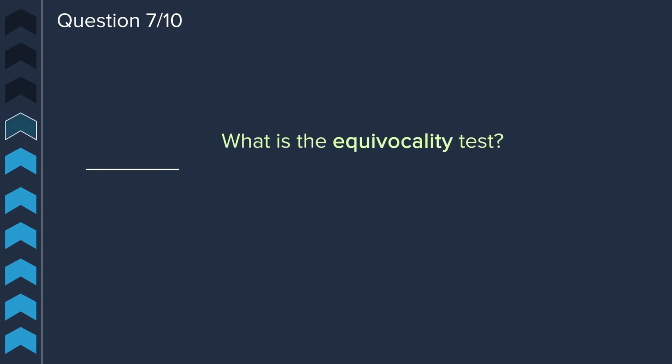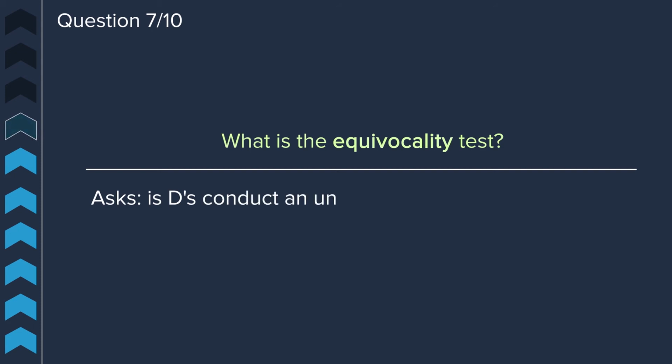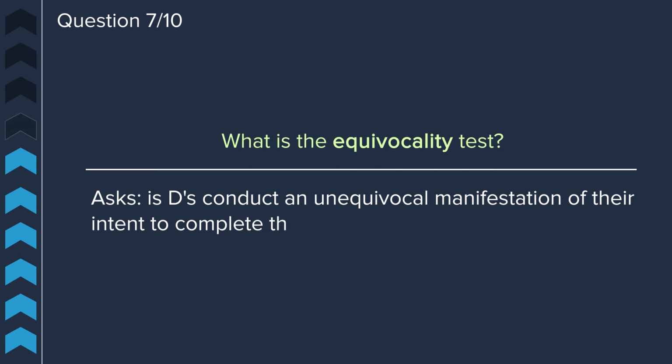Question 7. What is the equivocality test? The equivocality test states that an act is overt when the defendant's conduct is an unequivocal manifestation of their intent to complete the target offense.